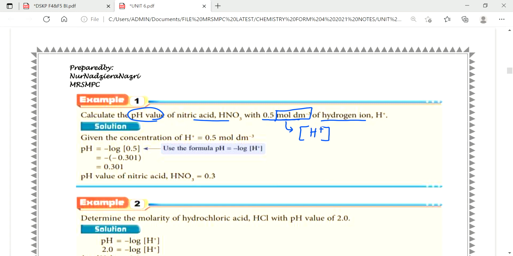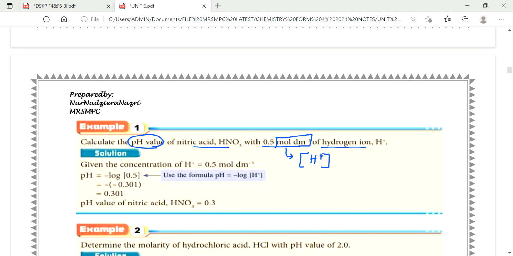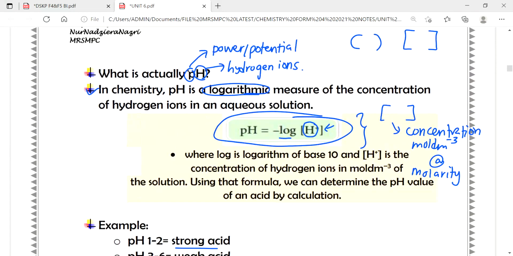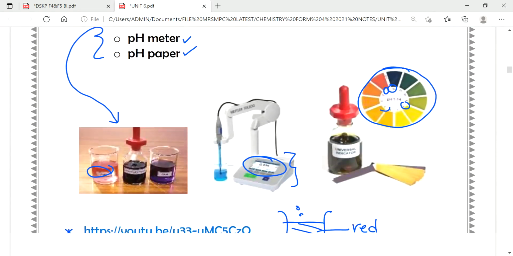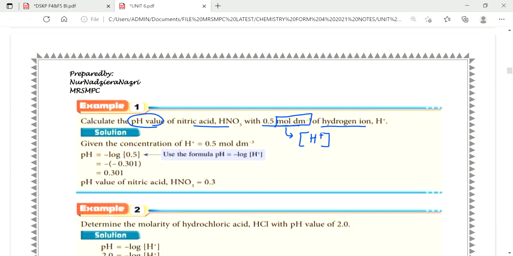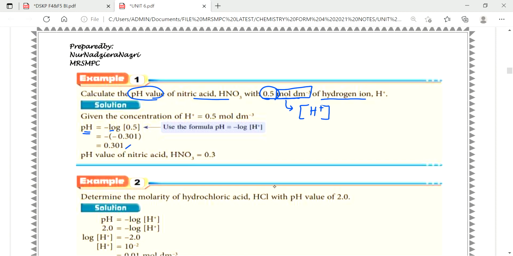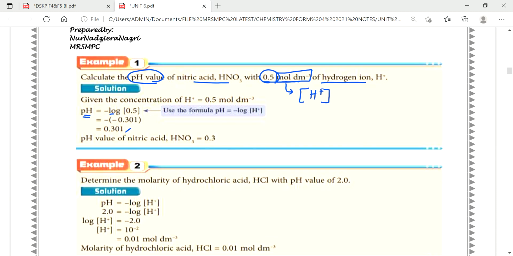So bila kita tahu ini adalah concentration of H plus, terus pakai formula yang ini untuk cari pH. Sebab the question asks you what is the pH. So masukkan sajalah, substitute the value inside the formula. Alright, so tengok sini pH yang kita nak cari, and then tekan calculator negative dan tekan log, and then terus kepada value 0.5, and then you will get 0.301 and simplify it as 0.3. So pH value of nitric acid is 0.3.